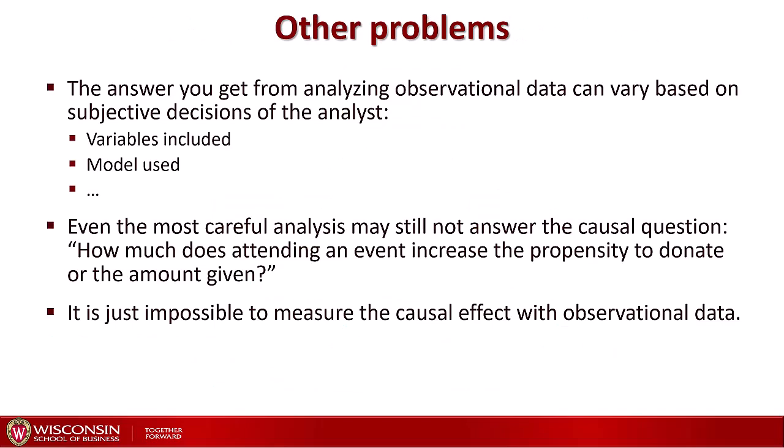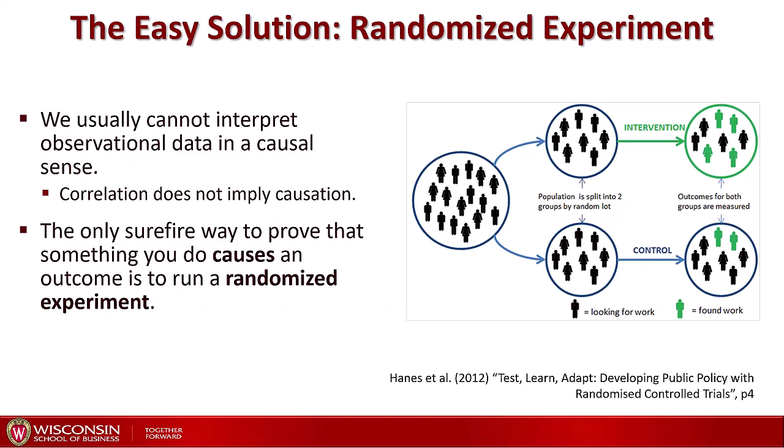Finally, the answer you get might vary from one analyst to another because it depends on subjective decisions. One analyst might have some variables in the model and another analyst might control for other variables. Some analysts might use one model and another analyst might use another model, and so they will reach different conclusions. Even the most careful or experienced analyst may not answer the causal question: how much does attending an event increase the propensity to donate or the amount given? It is just impossible to measure the causal effect with observational data. As we already know, we cannot interpret observational data in a causal sense. A correlation does not imply a causation.